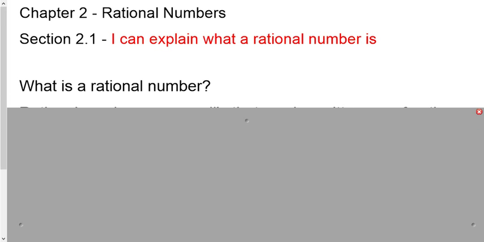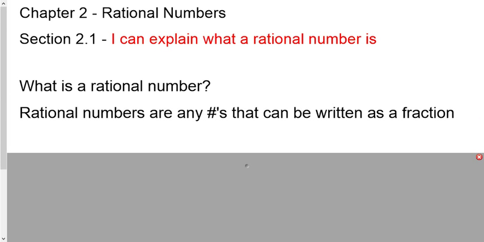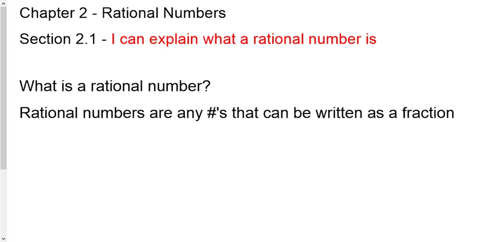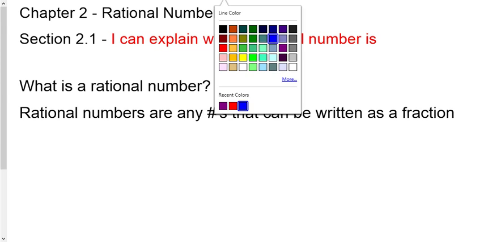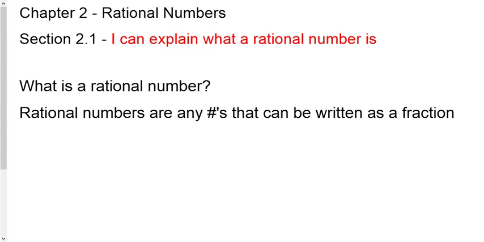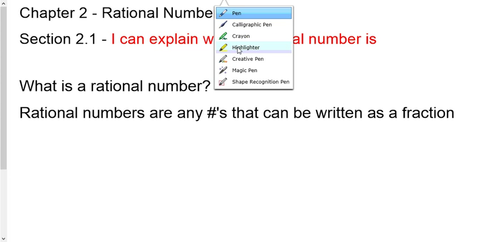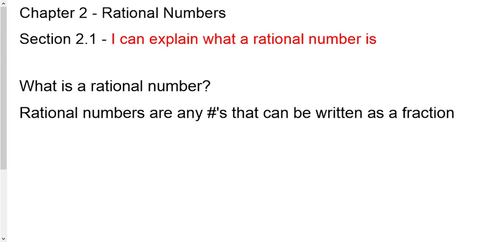What is a rational number? Well, a rational number is any number or numbers that can be written into a fraction. So when you do this, I want you to put a highlighter on here, and where I highlight "can be," I want you to actually circle it. So here we go. That can be written as a fraction.